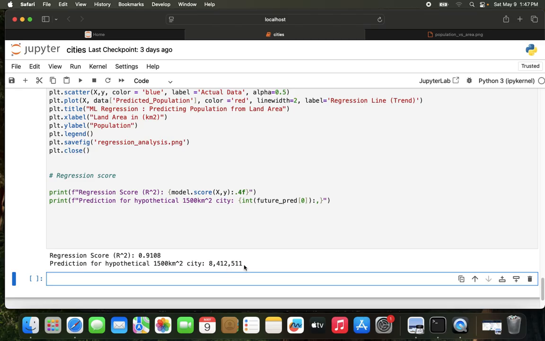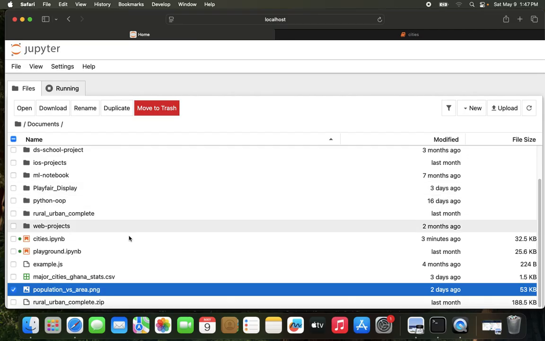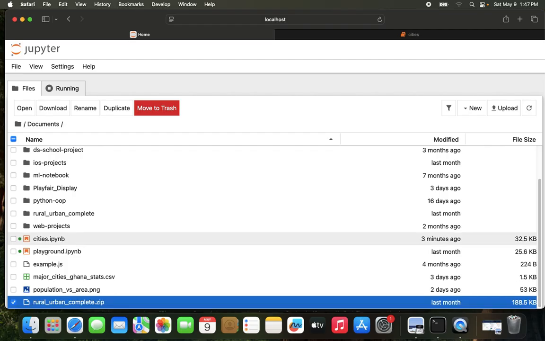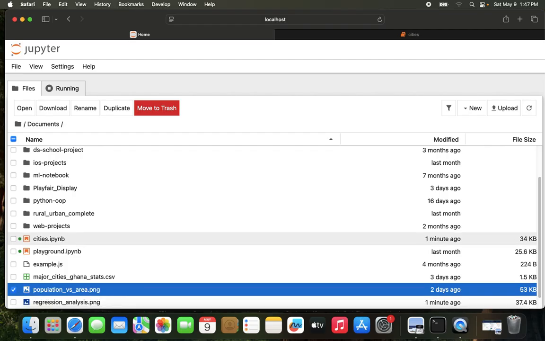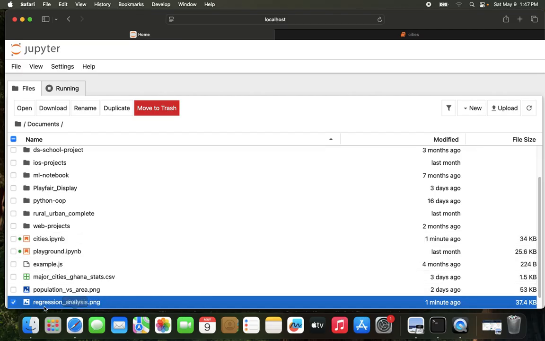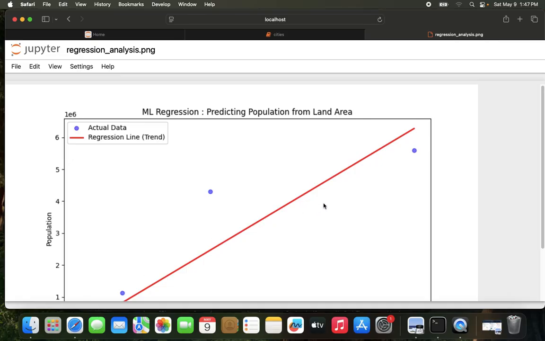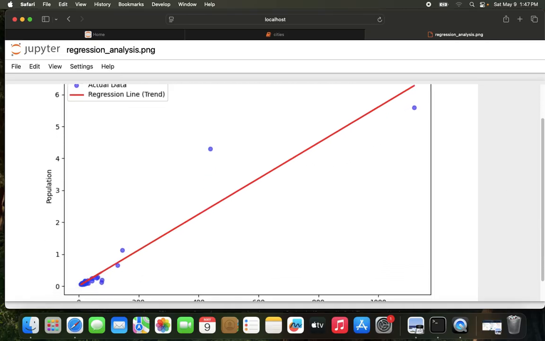Okay, and then for our visualization, let's go back here. We saved it as regression analysis.png. Let's see what we have here. Do we have it here? I don't think I have it here. Okay, is there regression analysis.png? So I'm just going to click. Okay, now we have our visualization.